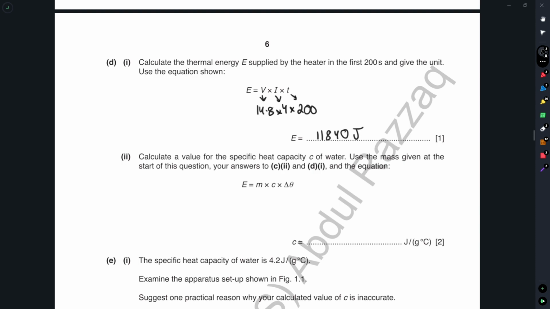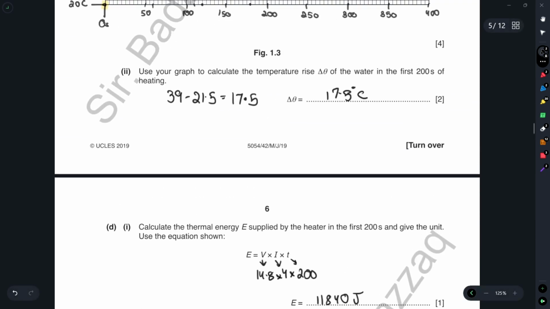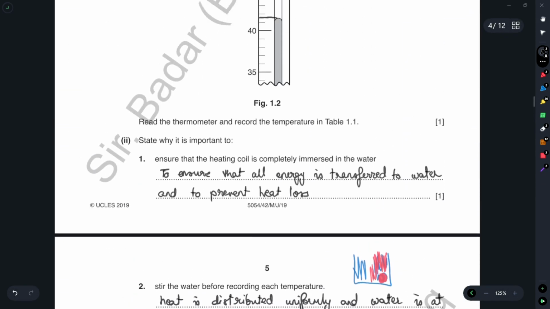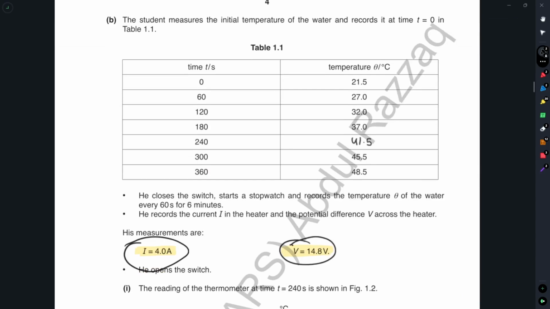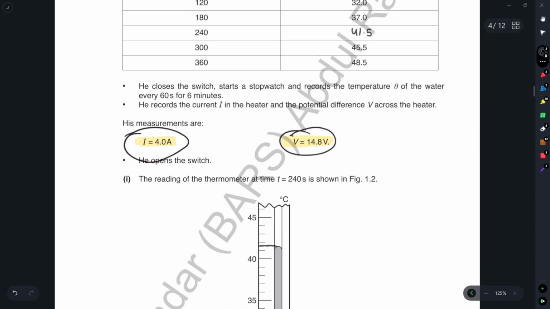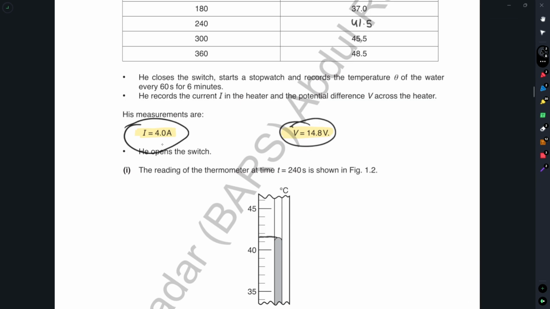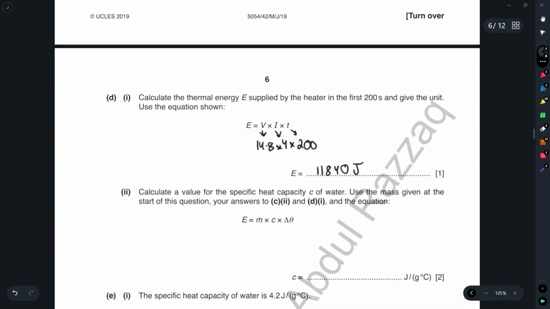Obviously, if you look above, your values are mostly mentioned at 2 or 3 SF, so you are going to answer at 2 or 3 SF as well. So this right here is at 2 SF, this right here is at 3 SF, so that's exactly what we are going to do. This right here is not 3 SF, so you either go with 12,000 joules or you go with 11,800 joules. Either one of the two will be your acceptable answer.